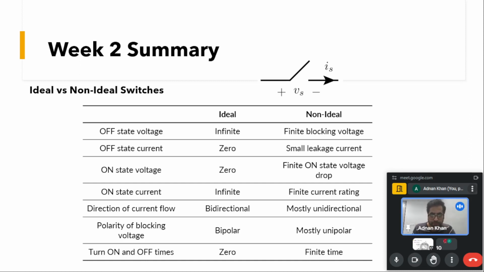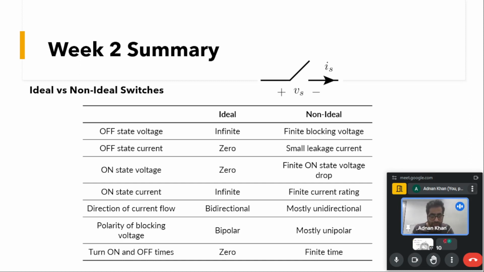And when we turn on our switch, it should be able to carry or conduct an infinite current in the on stage. But this characteristic is not possible for a non-ideal switch, because each switch will have a certain current carrying capability in its on state. So we will be having different switches for different applications and different current ratings.